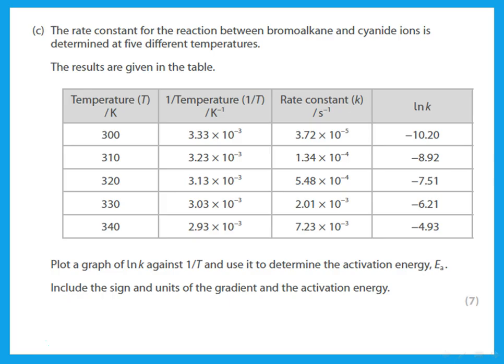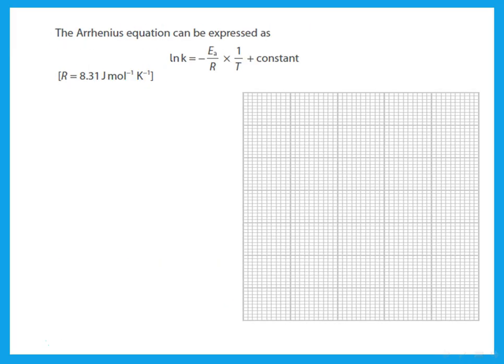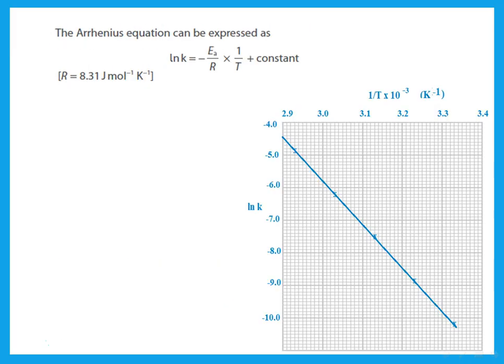Okay. Rate constant for the reaction between bromoalkane and cyanide ions is determined at different temperatures. Plot a graph of ln k against 1 over T. Use it to determine the activation energy, sign and units of gradient and activation energy. So let's draw the graph.